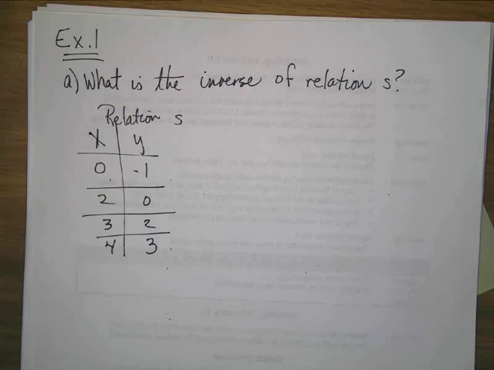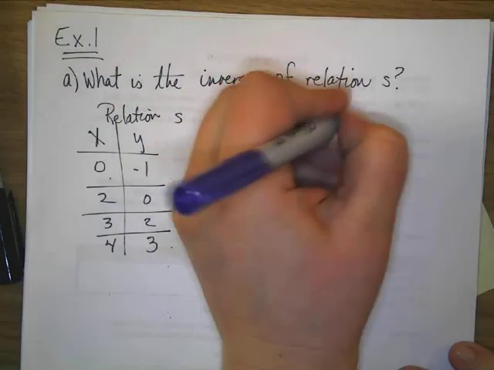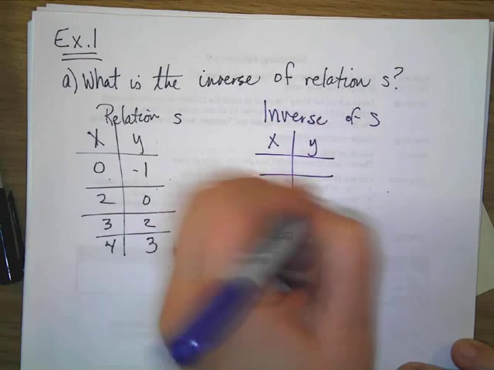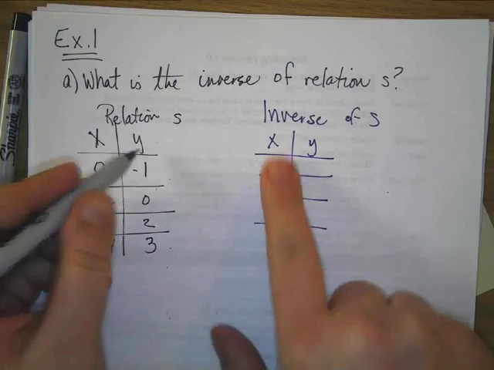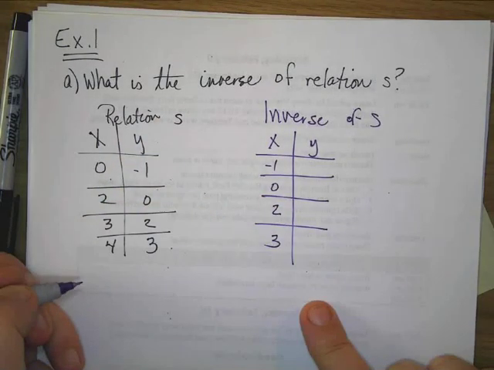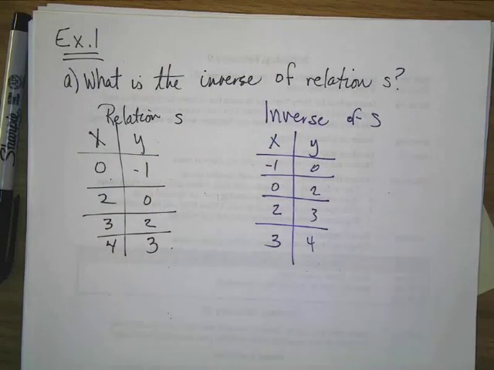What we need to do now is figure out the inverse of it. So what are we gonna do? Switch the X and Y values. Just switch them. So we're gonna say inverse of S. So we still have X and Y, but instead of 0, 2, 3, 4 under the X's, we're gonna have -1, 0, 2, and 3. Just flip it. And then over here we have 0, 2, 3, and 4.